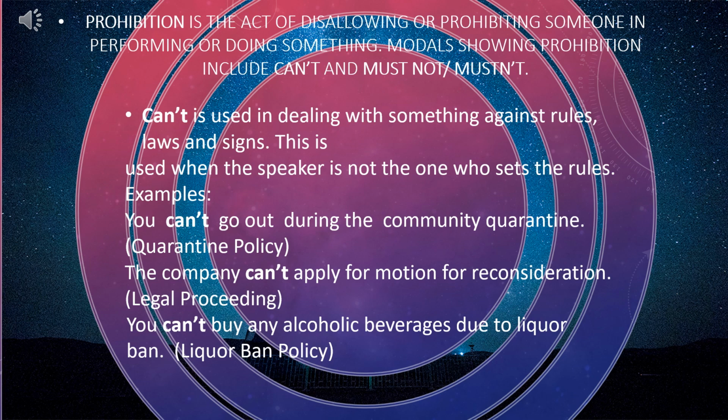So meaning to say, whenever you see in sentences the modal verbs can't and must not or mustn't, then you are being given already the idea that the action you are supposed to do is not allowed, because you have there the prohibition, or it is being prohibited. So prohibition, from the word itself, prohibit, you are being disallowed to do something or perform something. Okay, let's now deal with the modal verb can't.